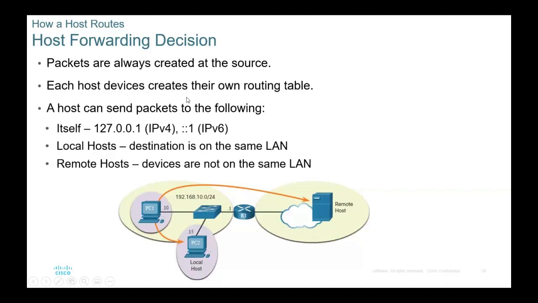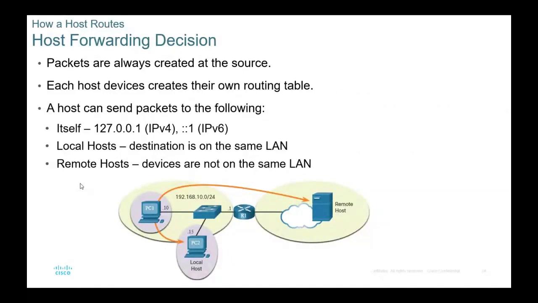Packets are always created at the source. Each host device creates its own routing table, and a host can send the packet to itself, to a local host destination on the same LAN, or to a remote host. So what is this talking about? Again, Marianne. In this case, Marianne is sending a message to 10.1.1.3. Marianne's IP address is 10.1.1.2, and Fee's IP address is 10.1.1.3.